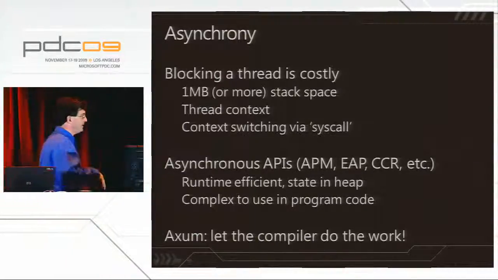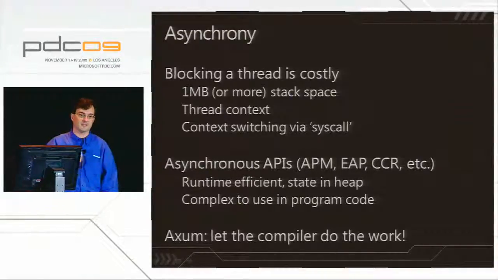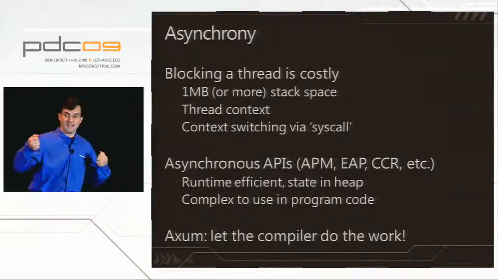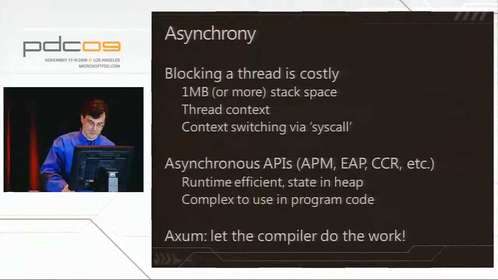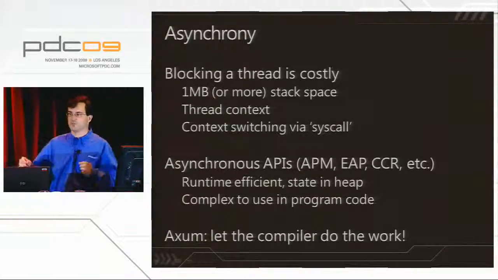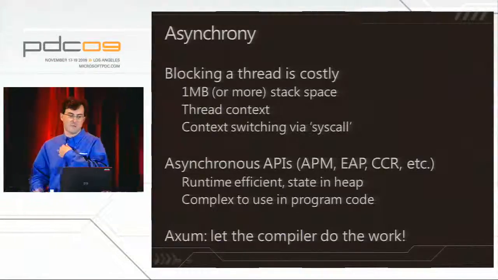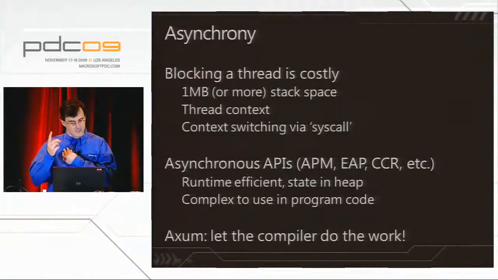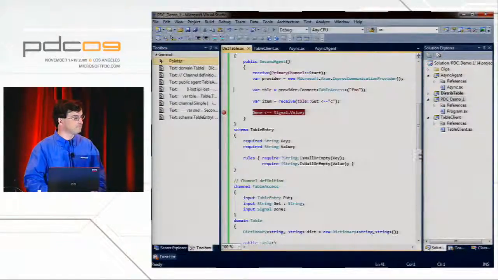The asynchronous ABIs that are in existence are very runtime efficient. They keep the state between before the wait and after the wait in the heap instead of on a stack. But as I said, they're complex to use in program code. So the Axum approach to this is to have the compiler do the work for you. This is more of the grandma approach, actually helping you, enabling you, rather than telling you no. But it is still something very valuable that the compiler can do. And I have an example here.